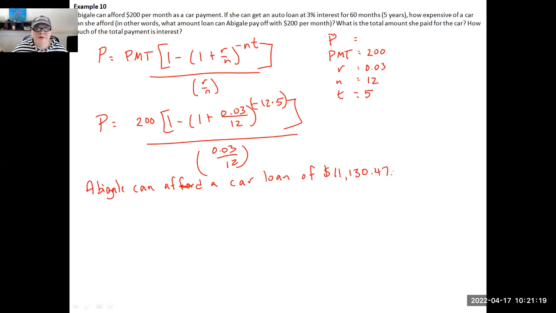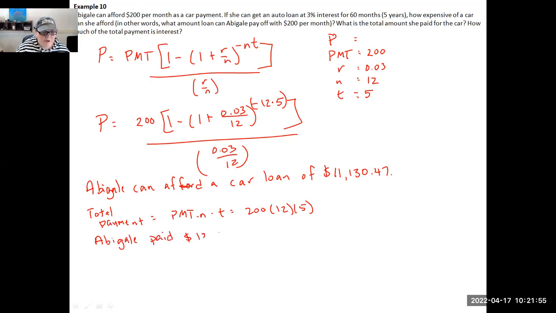All right. What is the total amount she paid for the car? Okay, well, total payment is PMT times N times T. So $200 per month for 5 years. It's 12 grand. So Abigail paid $12,000 for the car.